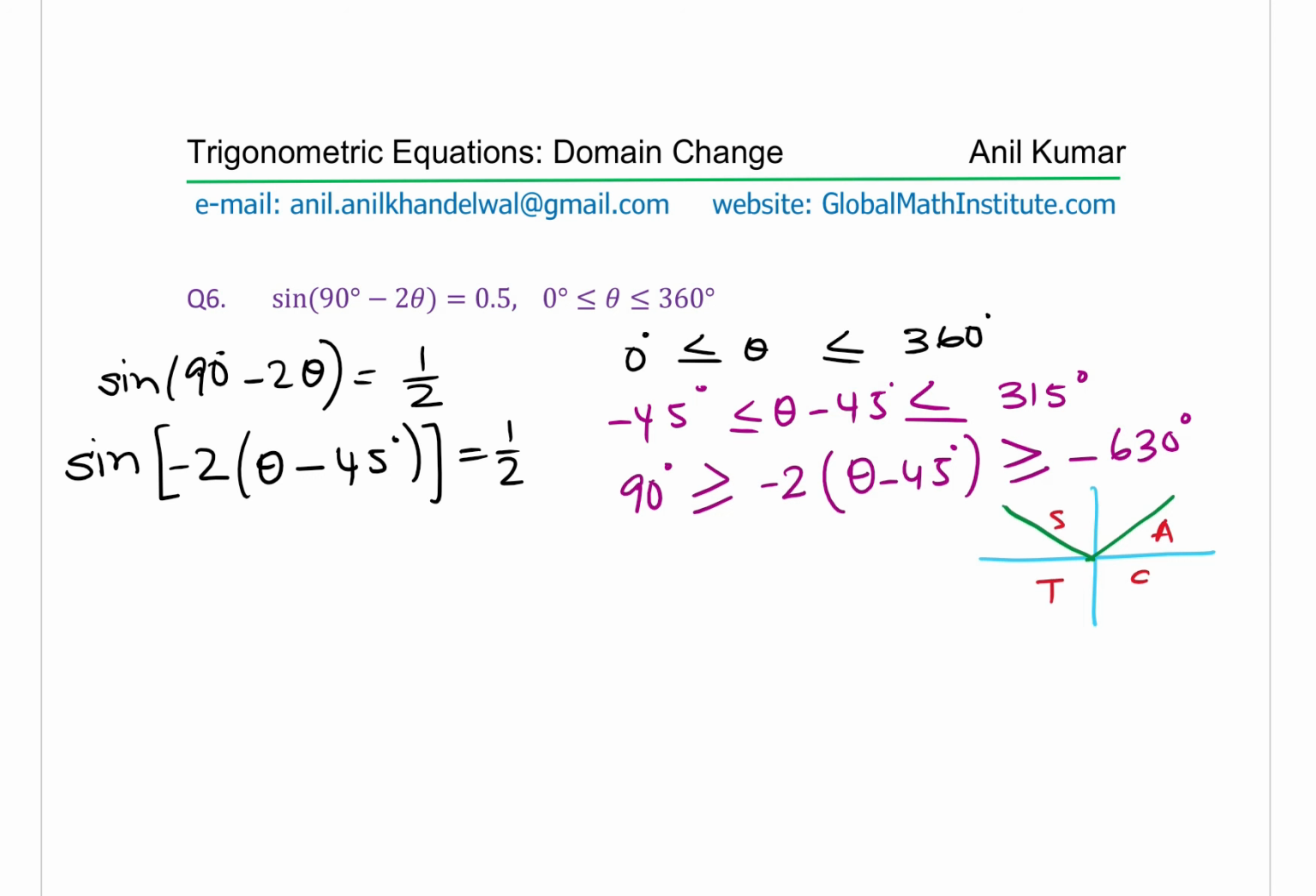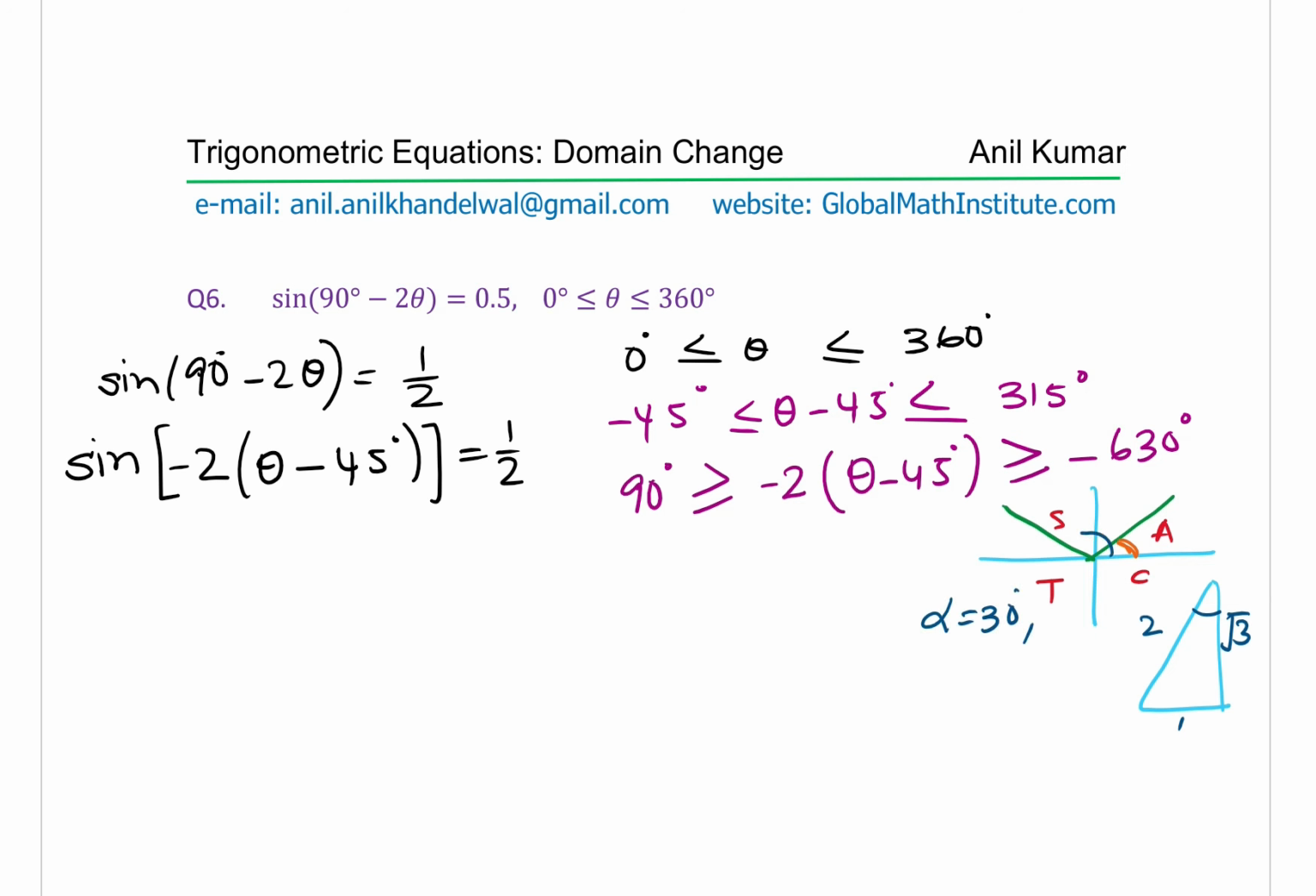We need to now find the acute angle alpha for half. And as you know, we have a special triangle which takes care of this. So there's no harm in sketching it. In your test paper, you should always have these special triangles in your mind. You can always use the calculator also. For sine to be half, we're looking at 30 degrees, right? So we know in this case that alpha is 30 degrees.